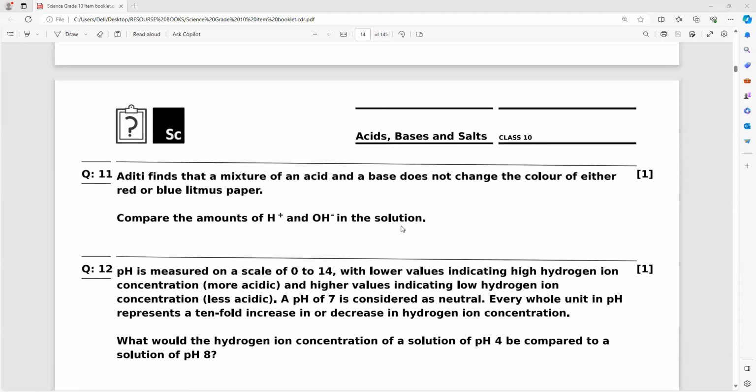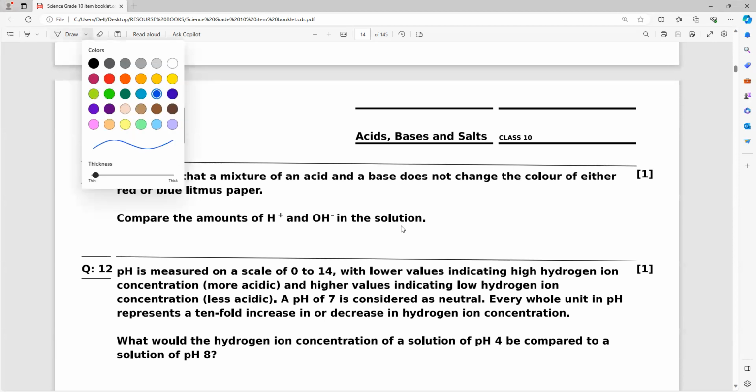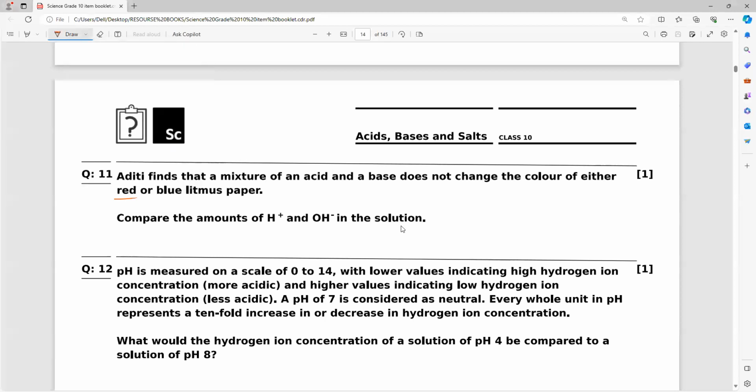Next question is question number 11. Aditi finds that a mixture of an acid and a base does not change the color of either red or blue litmus paper. So what does that indicate? By reading that, you all understand there is no reaction with the red litmus or the blue litmus.